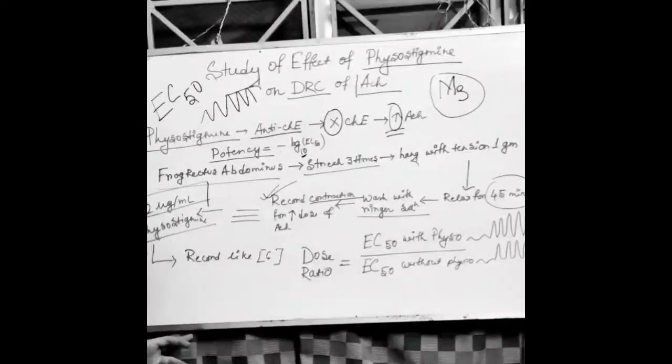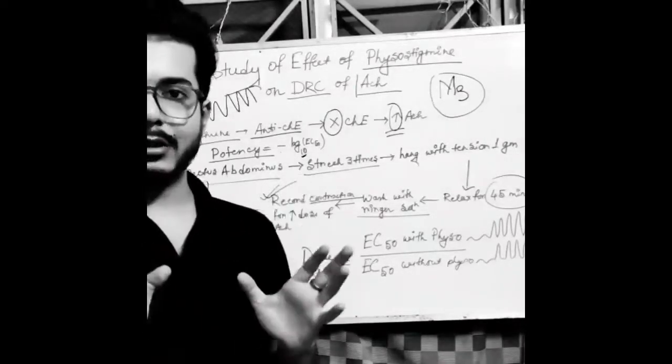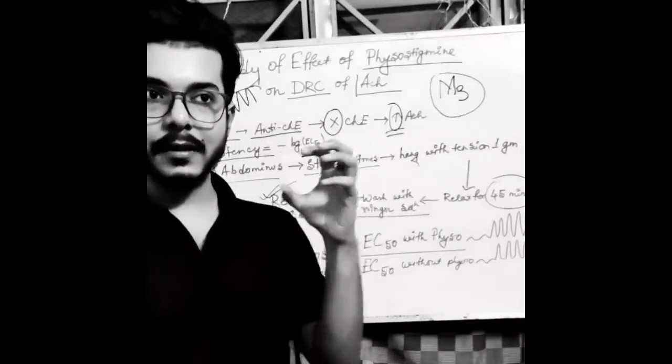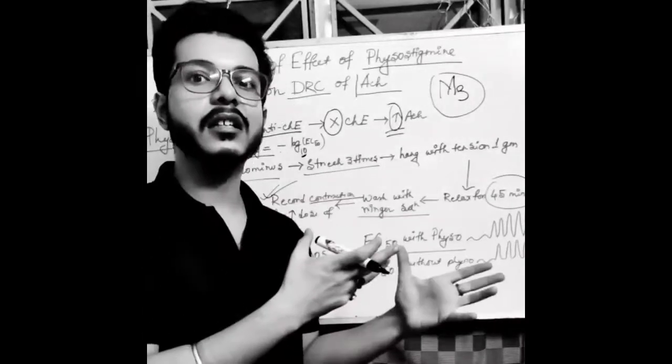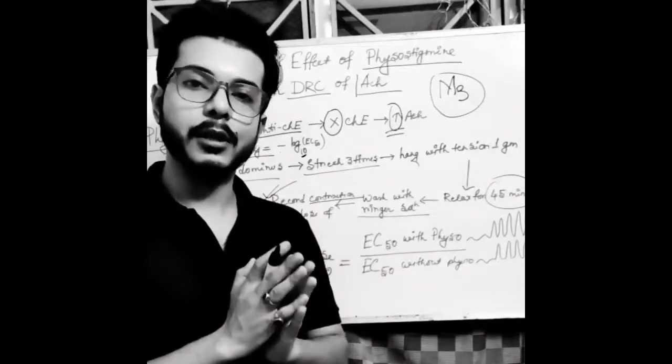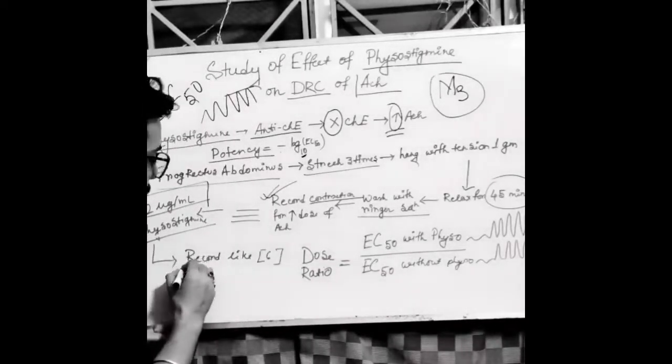After giving physostigmine, we'll wait for 30 minutes, so that the physostigmine can get inside the tissue. So we'll be giving a resting time of 30 minutes. And after that, we will record like step 6.